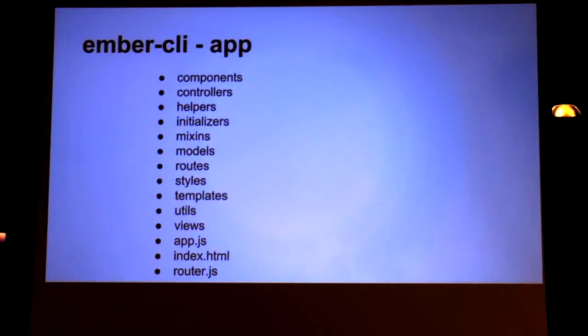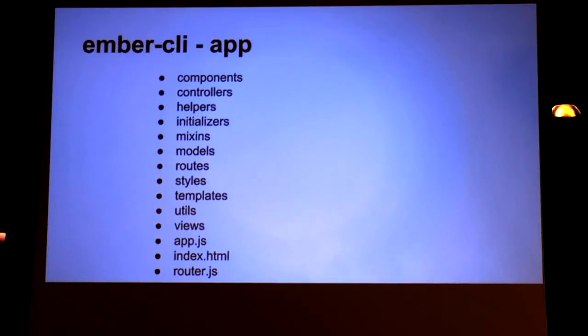Inside the app directory, you're going to get all these directories and files right here: components, controllers, helpers, initializers, mixins, models, routes, styles, templates, utils, views, app.js, index.html, and router.js. So notice styles. You will be putting your style sheets inside here. Ember CLI will compile Sass and Less with the right plugins. It's actually just Broccoli plugins.